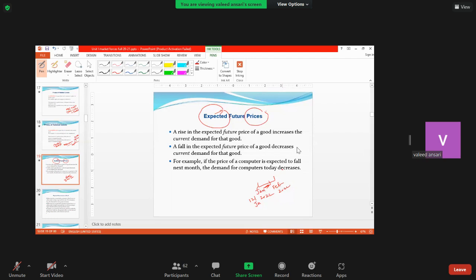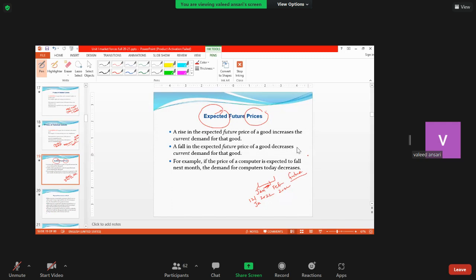In some cases, what happens is that if consumers expect the price of any product to increase in future, not 1 month, but it's future, if I can use the word future, and I am not defining 1 month by 1 month, then they will demand more of that product.